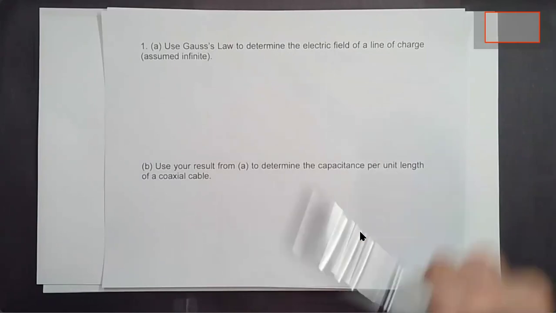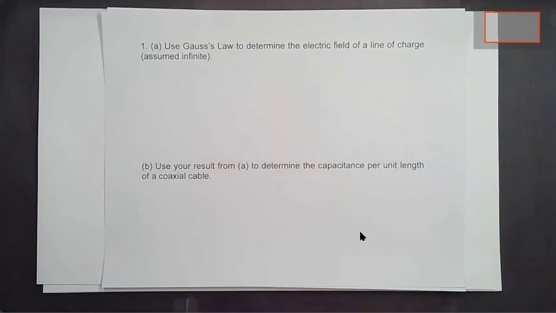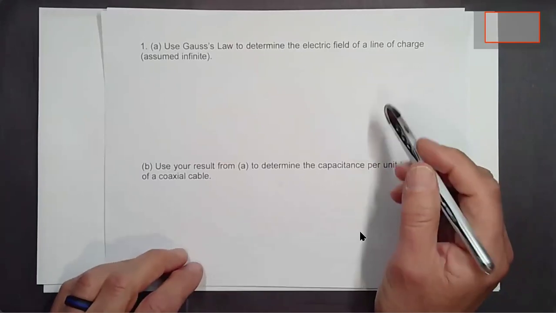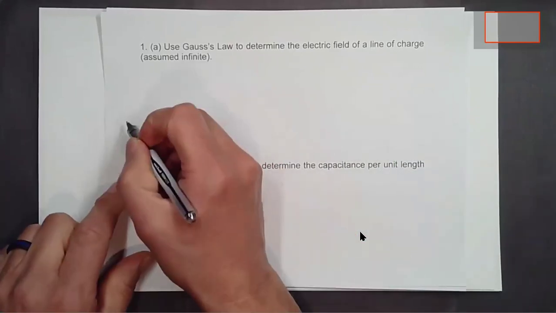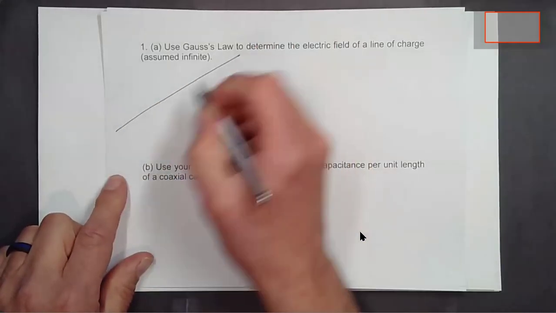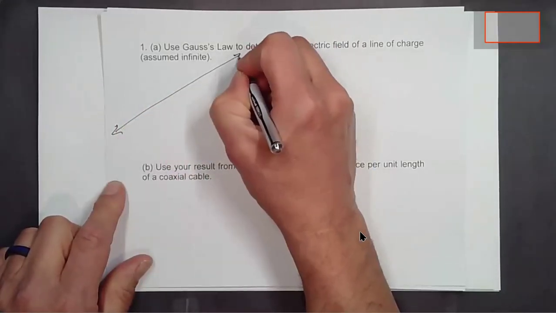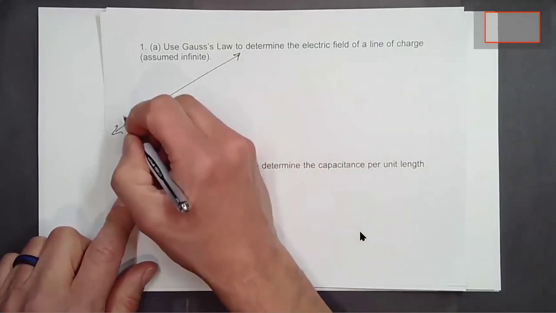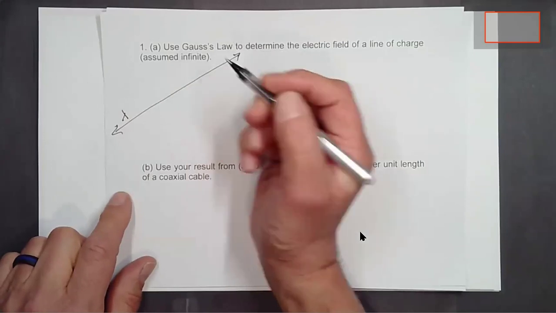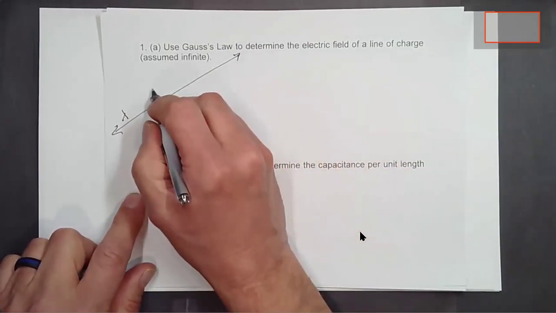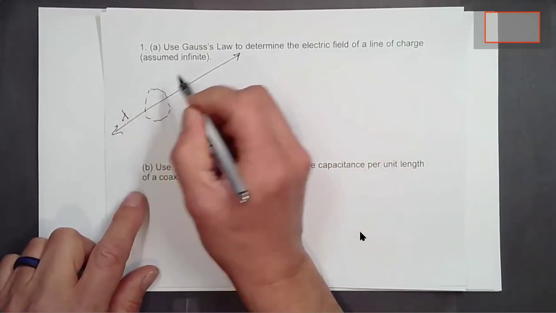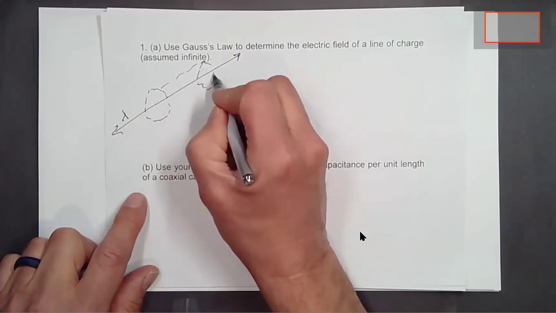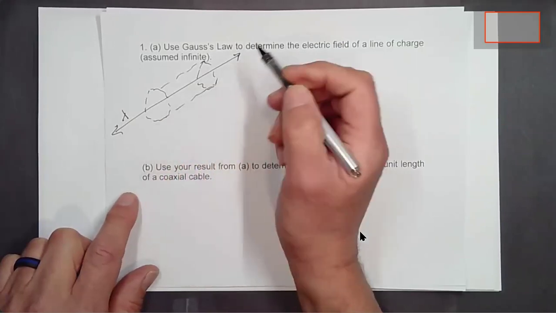The first question here is to use Gauss's law, good review of Gauss's law, to determine the electric field of a line of charge assumed infinite. And so just as a sketch here, I'll imagine this is a line of charge going infinitely far, a long way in every direction. And it's got a charge per unit length lambda. So we'll have that. And then for Gauss's law, we make an imaginary surface here that takes advantage of the symmetry of the problem.